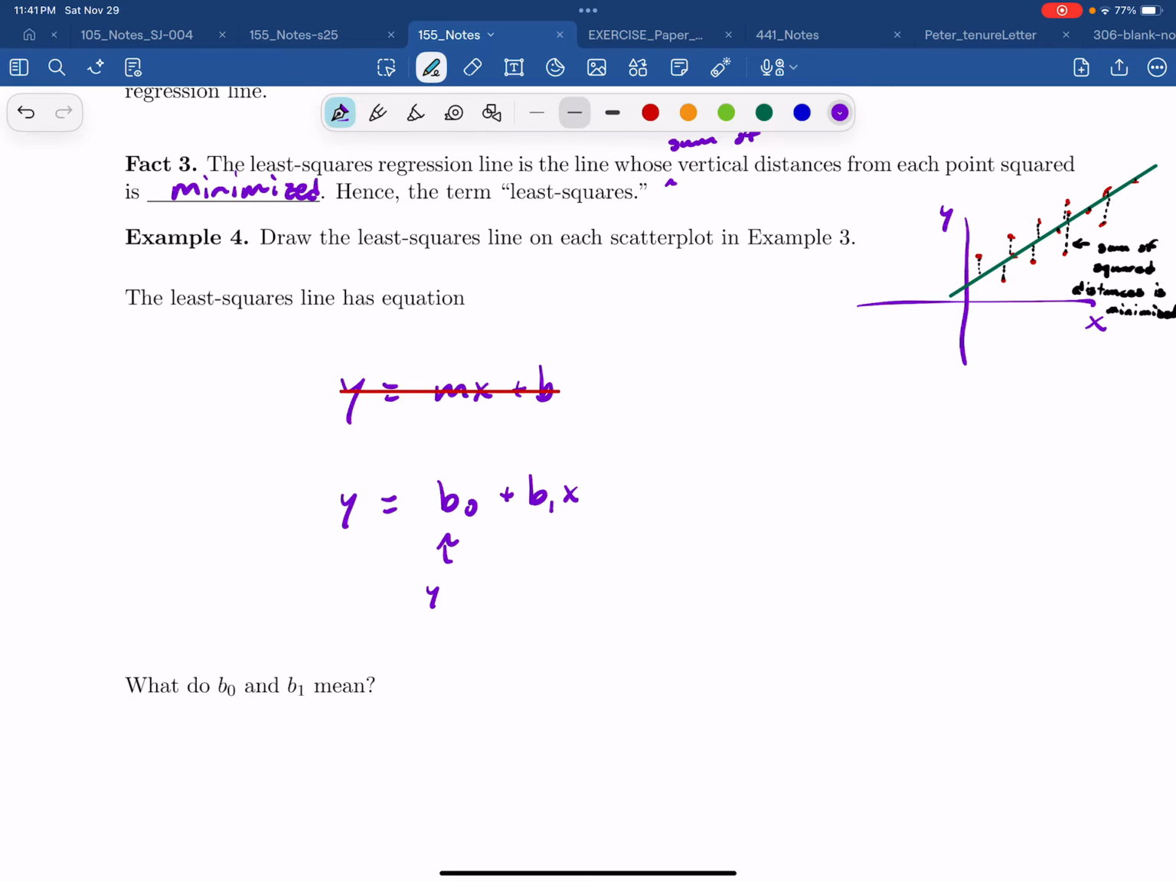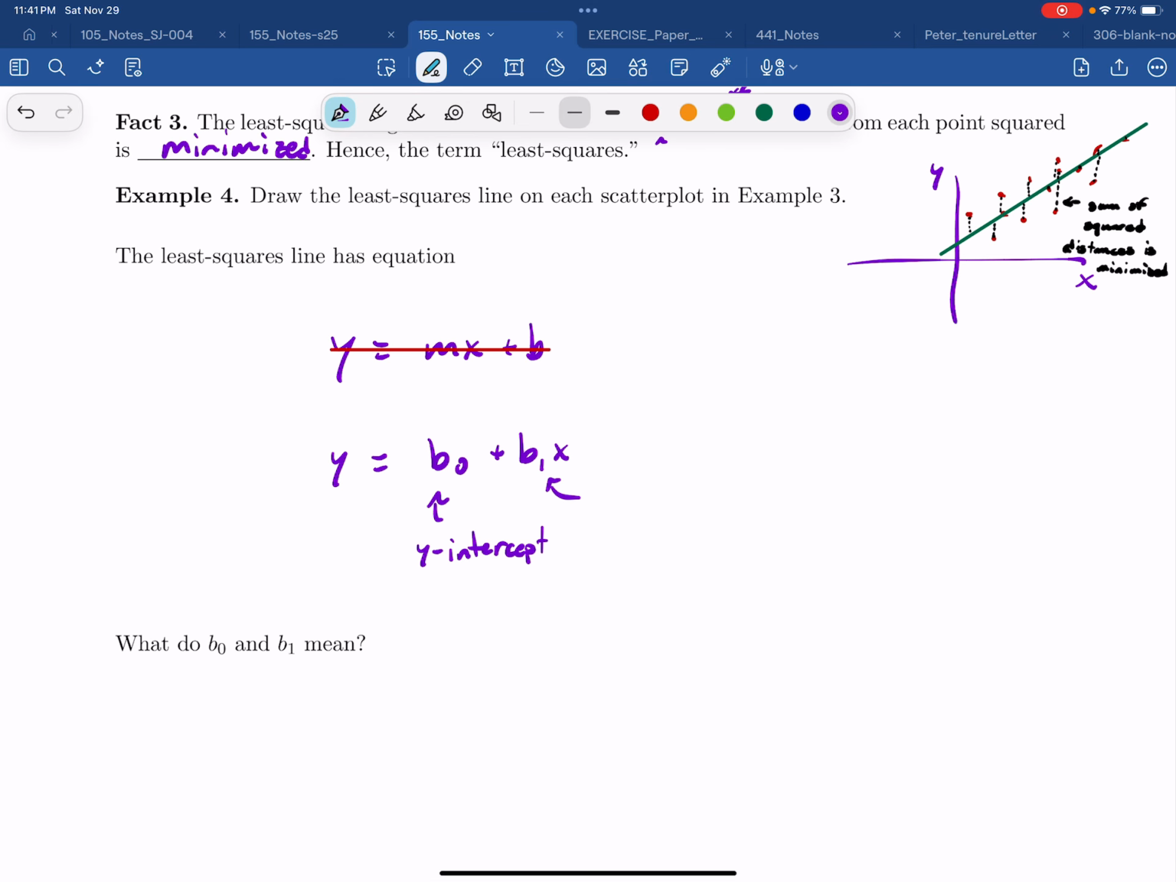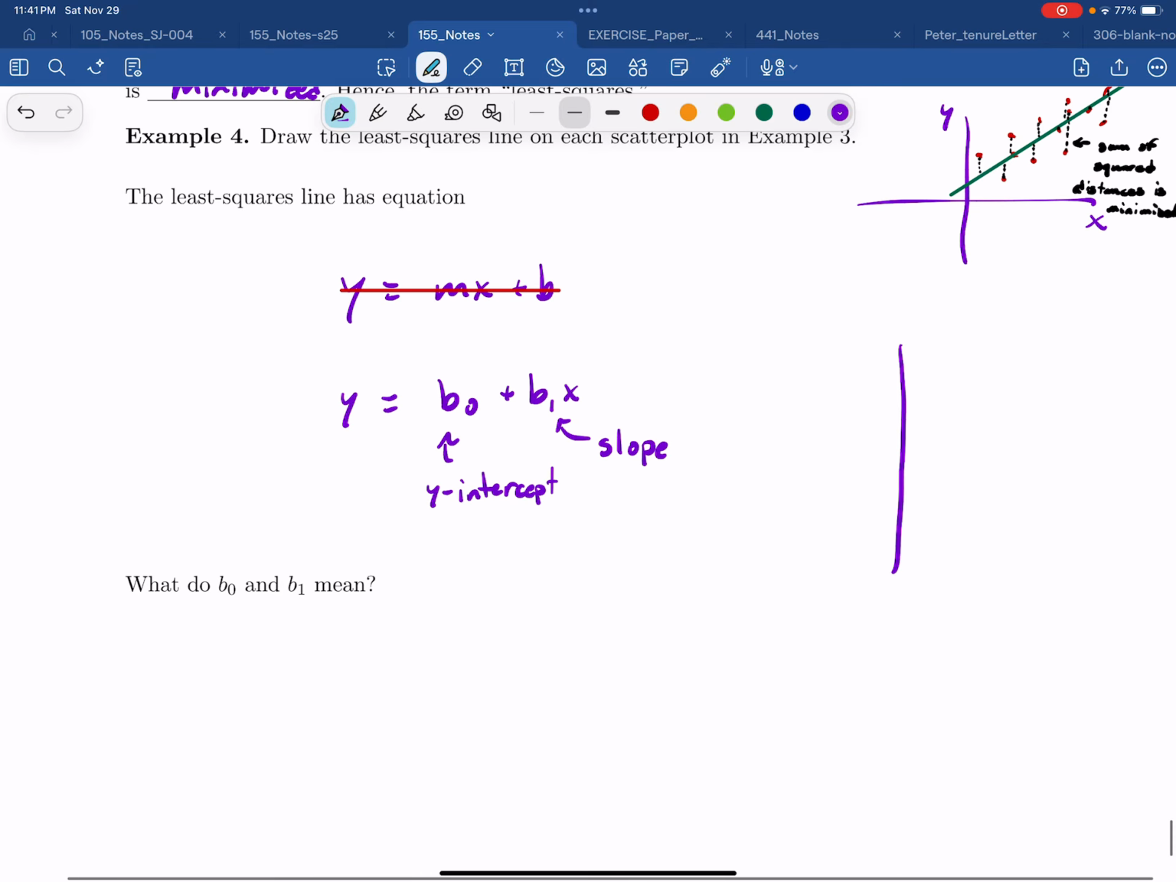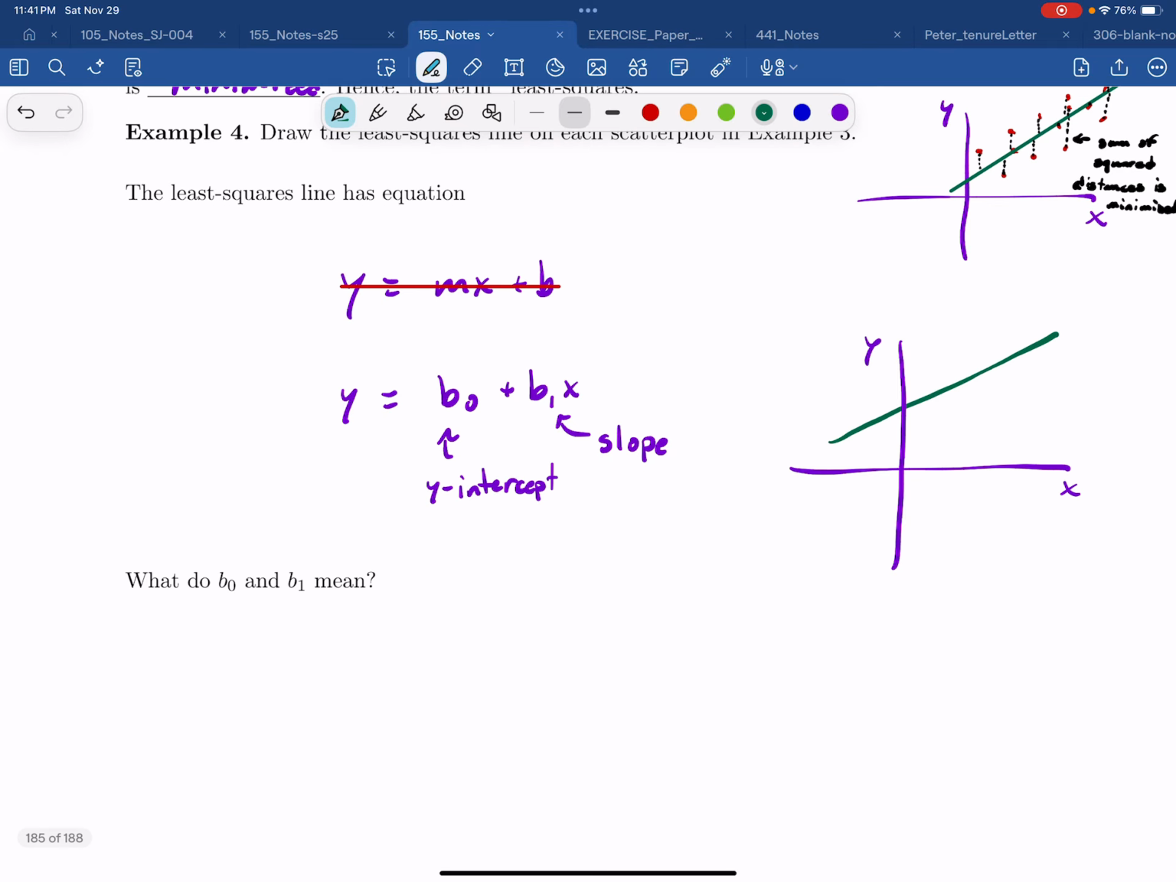Well, b naught, you might remember this term from algebra class, is the y-intercept, right? When x equals 0, that y value is the y value where the line passes through the y-axis. And then b1, that's another term we should know. That is the slope of the line. So if we just visually take a look at some least squares regression line, this is y equals b naught plus b1x.